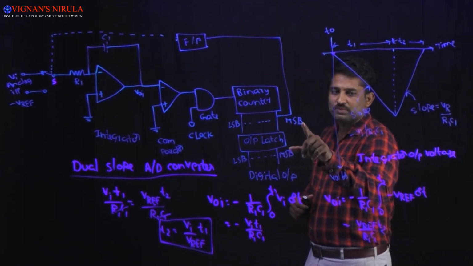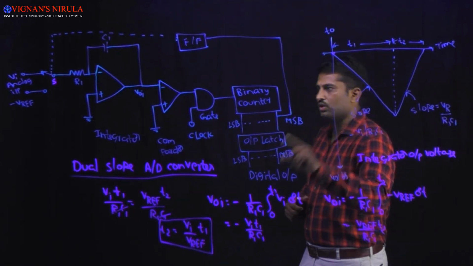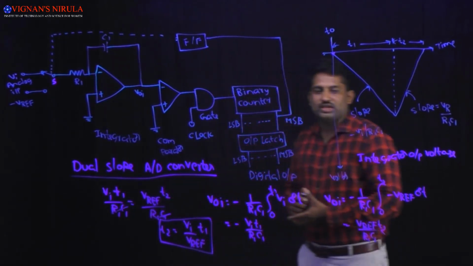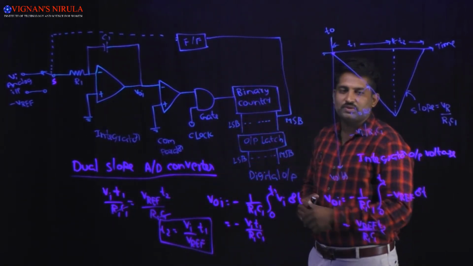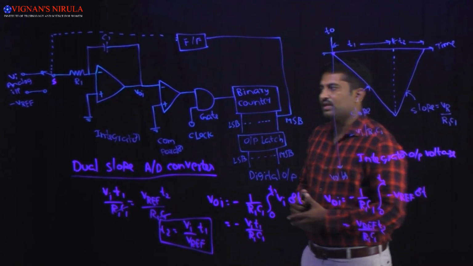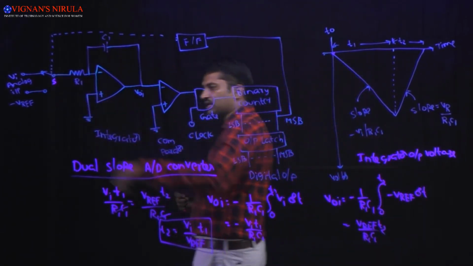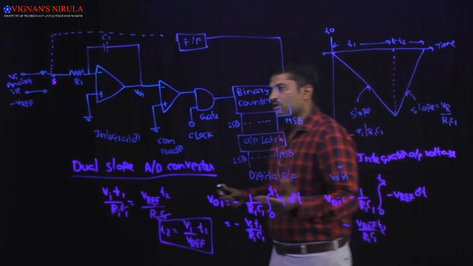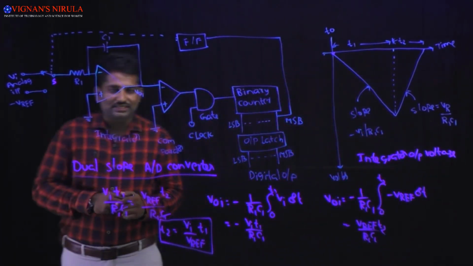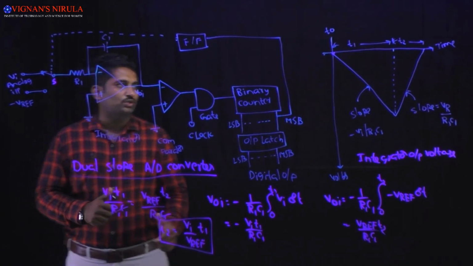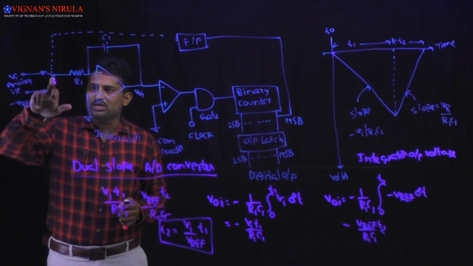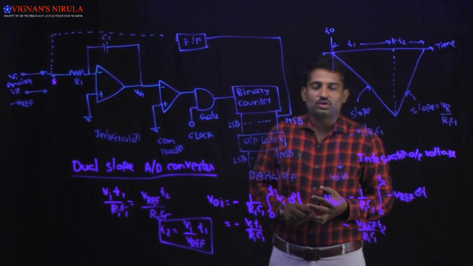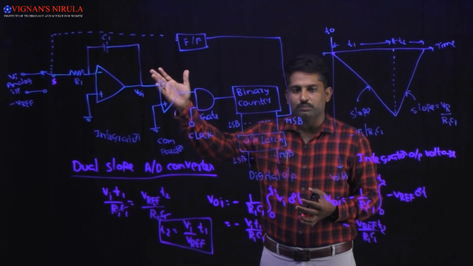Whenever the MSB bit is equal to 0, the analog switch is connected to the analog input voltage Vi. Whenever the MSB bit is equal to 1, the analog switch S is connected to minus V reference. Initially, at time t equal to 0, the analog switch S is connected to the analog input voltage.